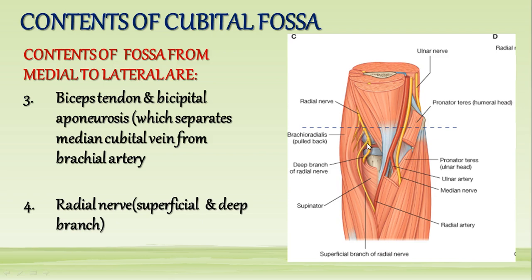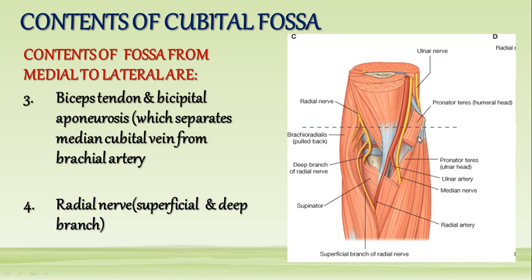Lateral to the biceps tendon, we can find a nerve. This is the radial nerve. The radial nerve passes from the arm in the region of the cuboidal fossa and it divides into two branches, a superficial branch of the radial nerve and a deep branch of the radial nerve. You can clearly see in the figure, this is the deep branch of the radial nerve and this is the superficial branch of the radial nerve. So we are going to revise the contents of the cuboidal fossa.